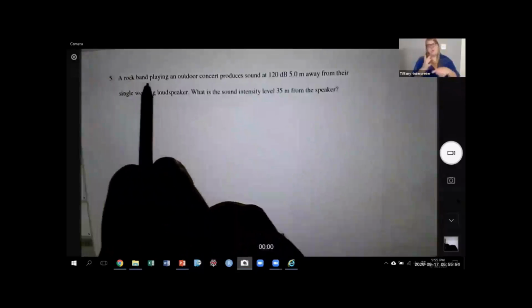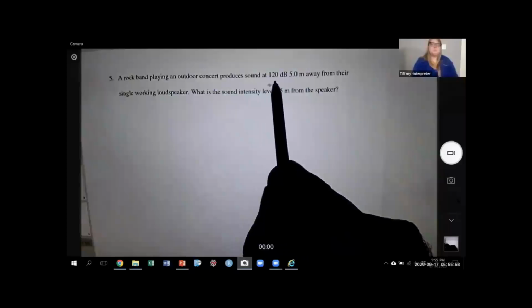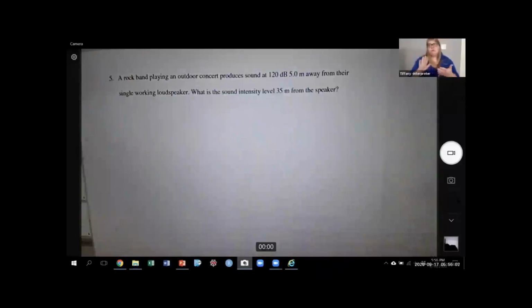A rock band playing an outdoor concert produces a sound at 120 decibel. The rock concert usually produces that much sound level. That's the actual number. A rock band produces sound just like a single jet engine. 120 decibel sound is very intense. At what distance? Now you are given the distance, 5 meters away from their single working loudspeaker.